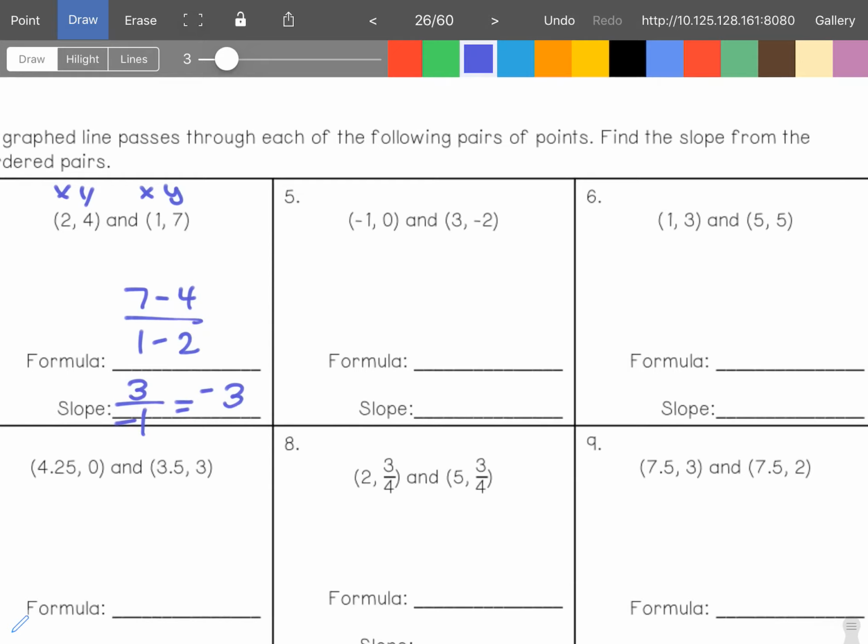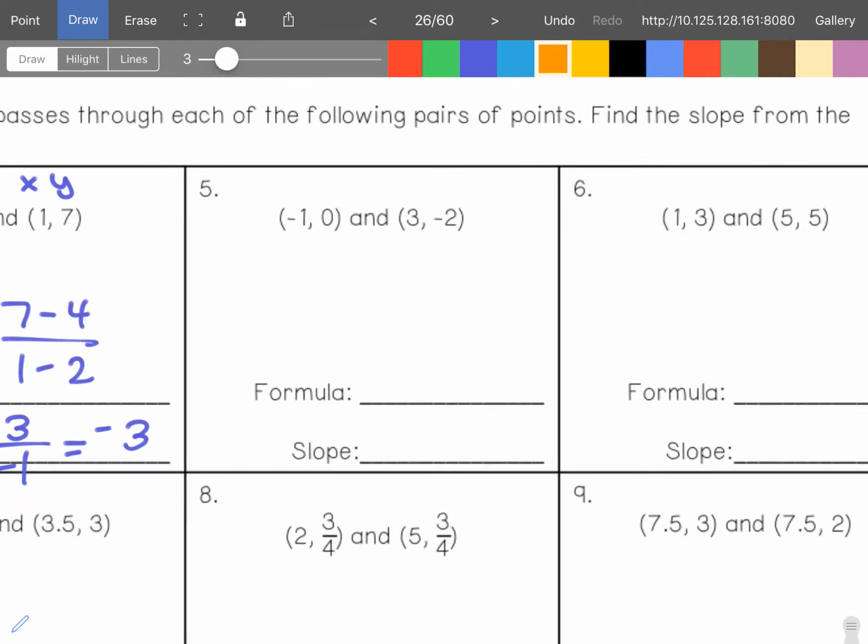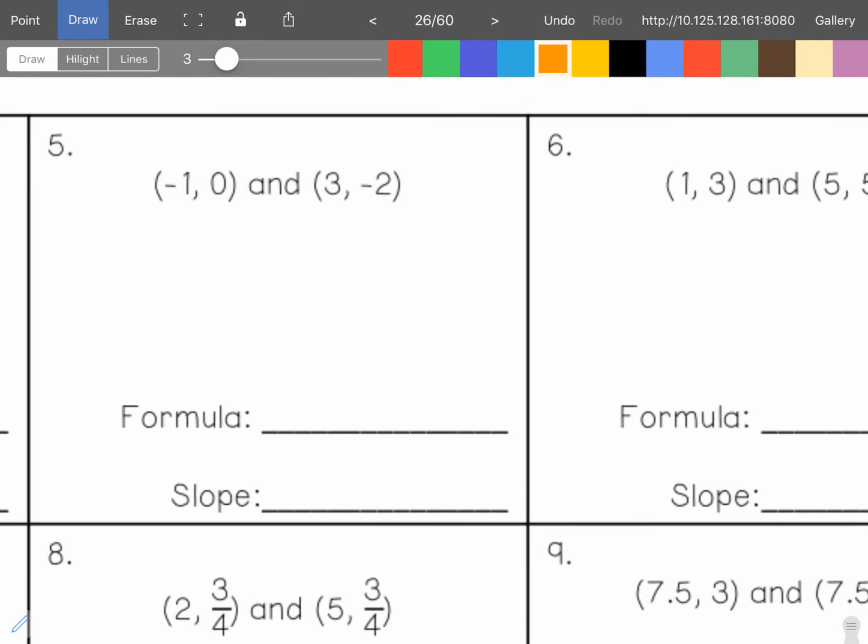If you're feeling pretty confident, you can pause the video and try the next couple and see how you do. I'm going to keep moving along here. If you want to just keep working with me, you're welcome to do so.